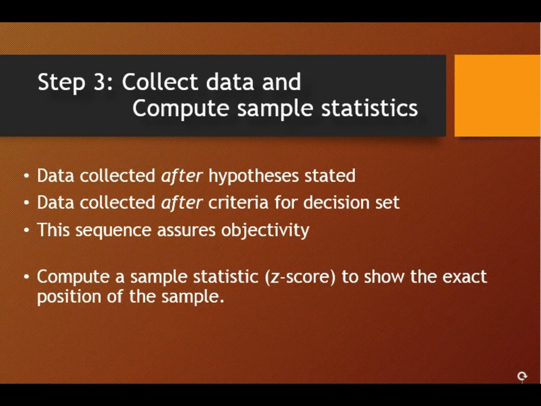Step 3. Collect data and compute statistics. To have objectivity in your study, the data is only collected after the hypothesis is stated and the alpha level for significance has been set. After the data is collected, the sample statistic is computed. The sample mean is transformed into a z-score. The z-score test statistic identifies the location of the sample mean in the distribution of sample means.